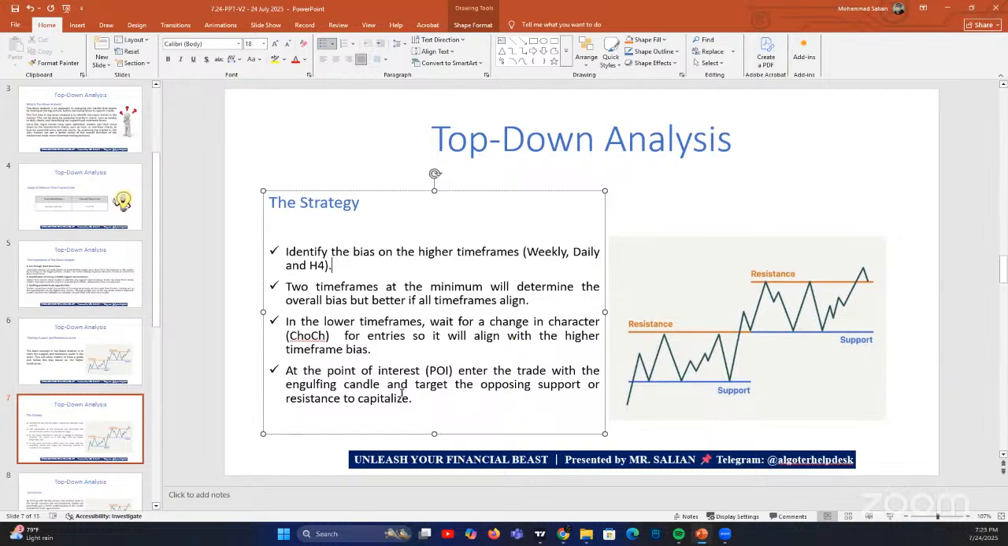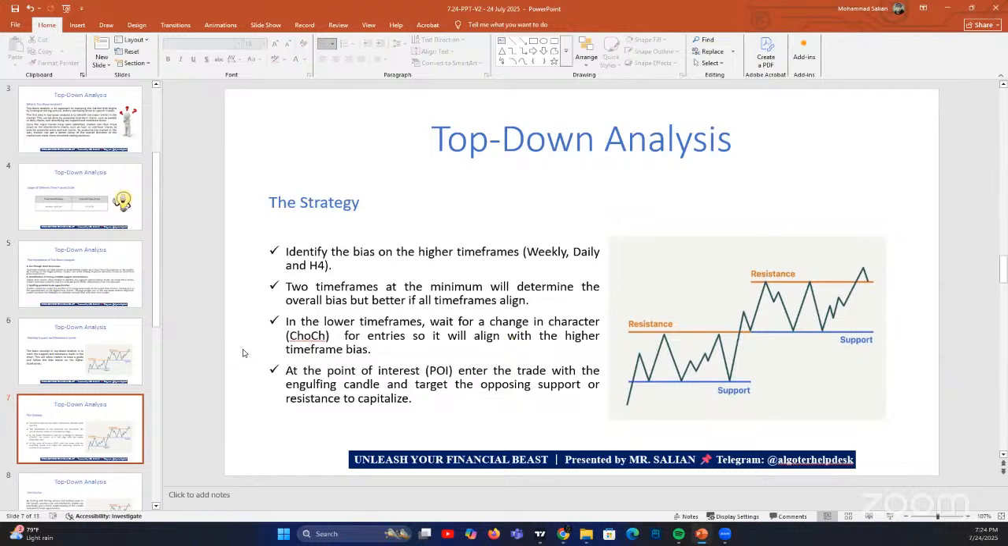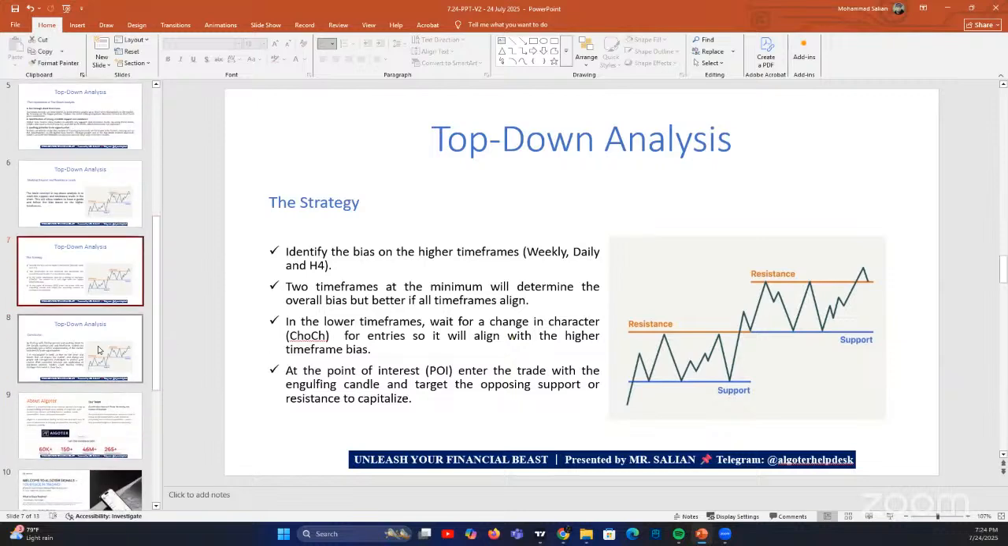Okay, so at the point where you enter the trade with the engulfing candle, target the opposing support or resistance to capitalize. That's it, my friend. This is the basic strategy for the top-down analysis. So let's move on now.